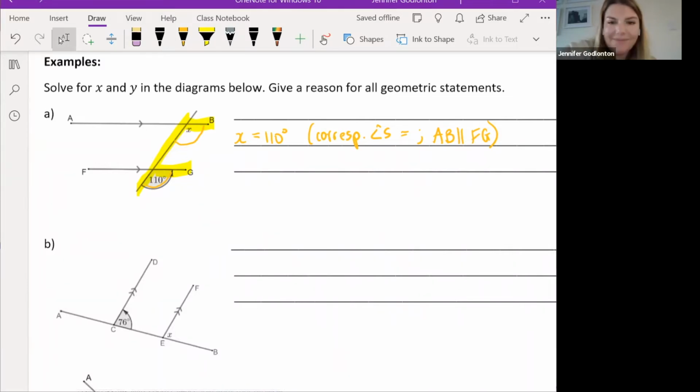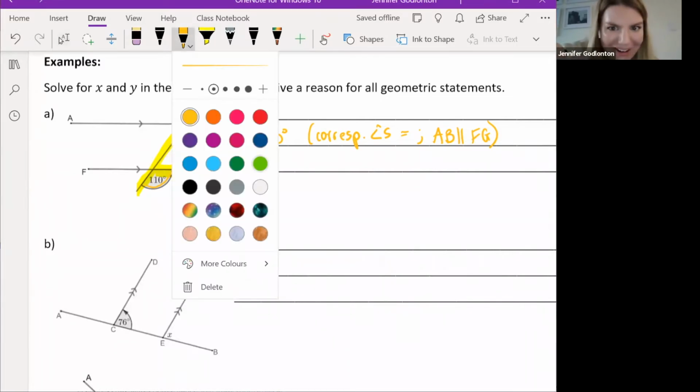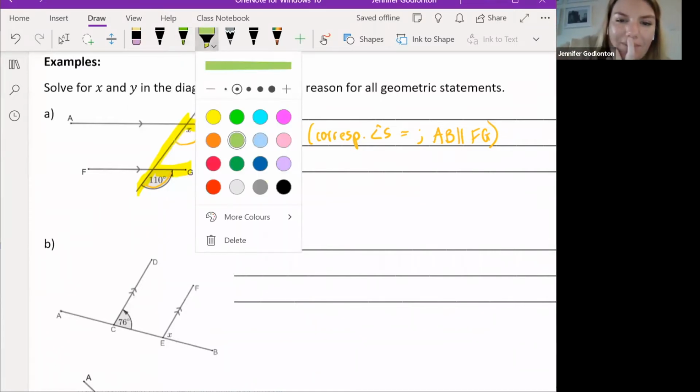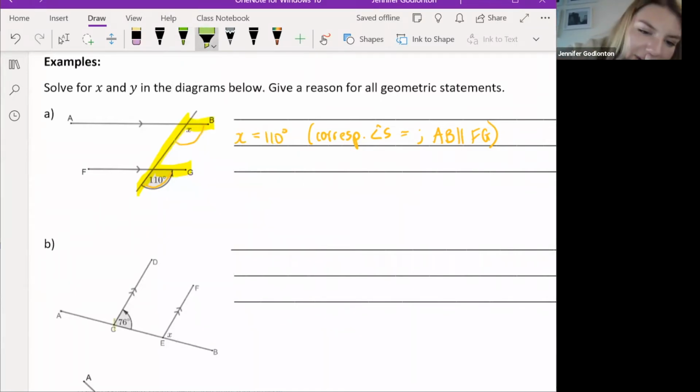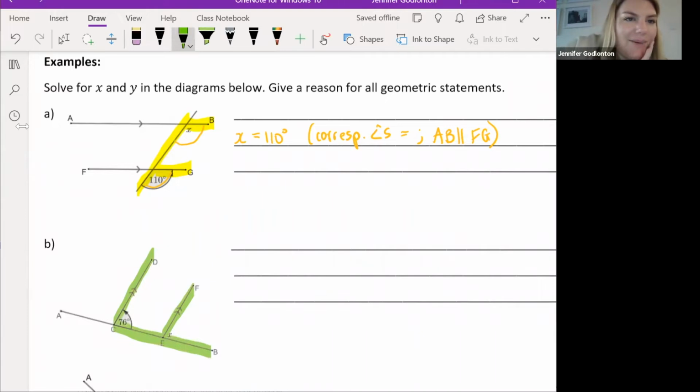Apiwe. Hello again, ma'am. Okay, tell me what to do. I said x is equal to 76 degrees. Okay, and what was my reason? Reason is corresponding angles, CD is parallel to EF. Perfect. 100%. That is exactly what I like to hear.